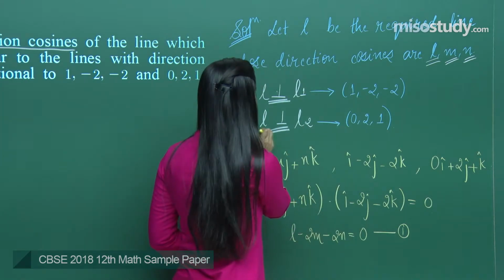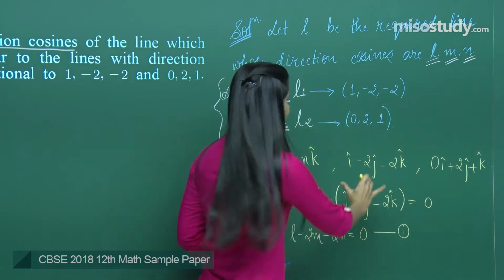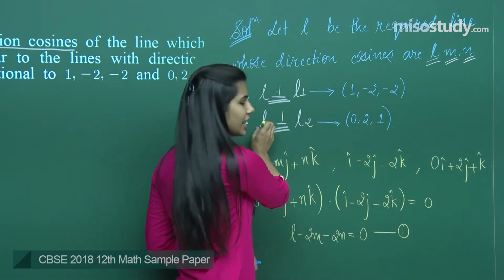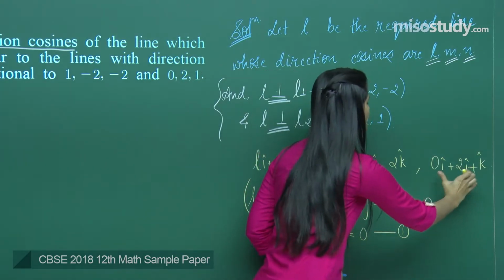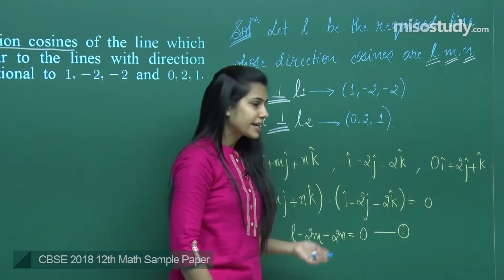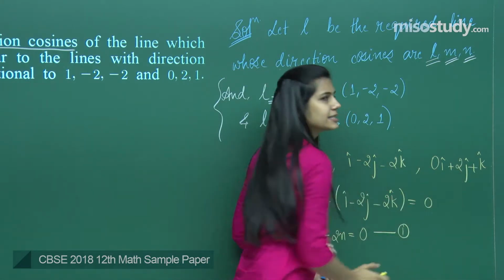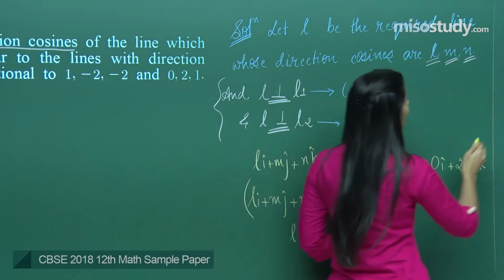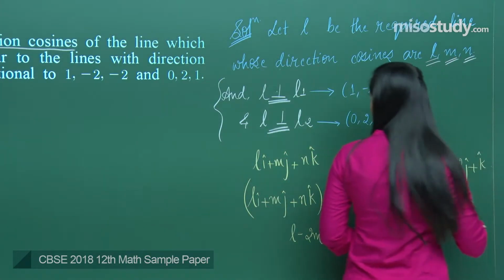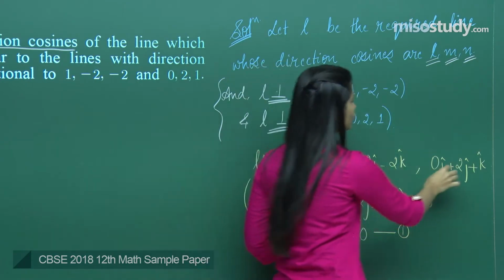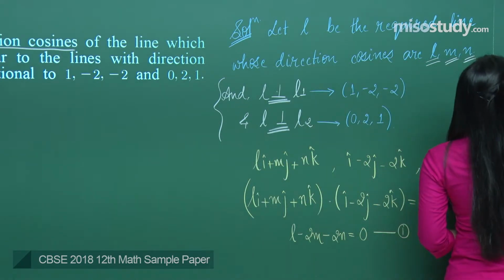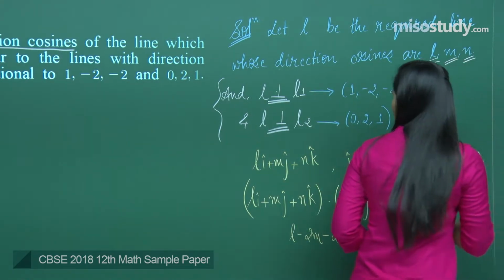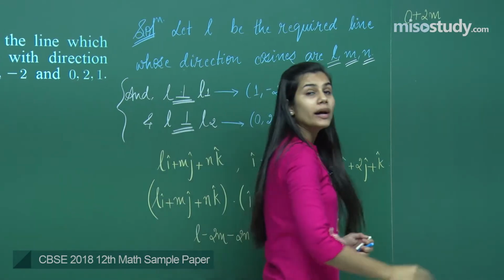Also, because L is perpendicular to L2, this vector is with respect to the line L, this is with respect to line L2. So, again the dot product of this and this will also be 0. That means what? l into 0 plus m into 2 plus n into 1.